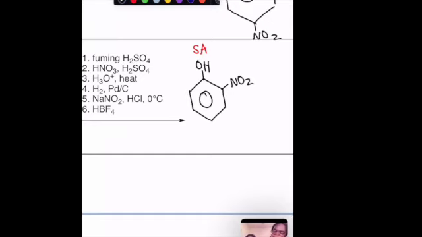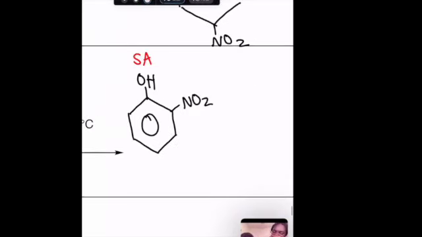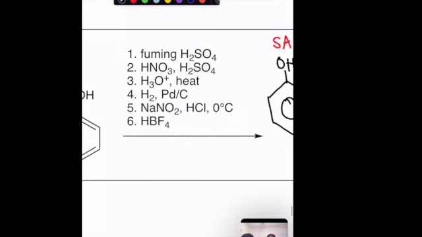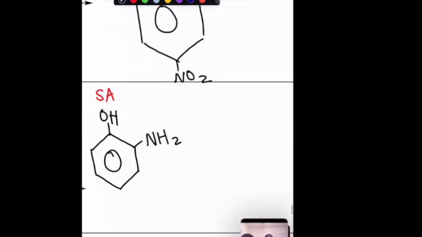Again, we have that preface to the HONO. We take off this group, dehydrating that NO2. Exactly, now it's an NH2. What do we do after this, step five? Now step five.